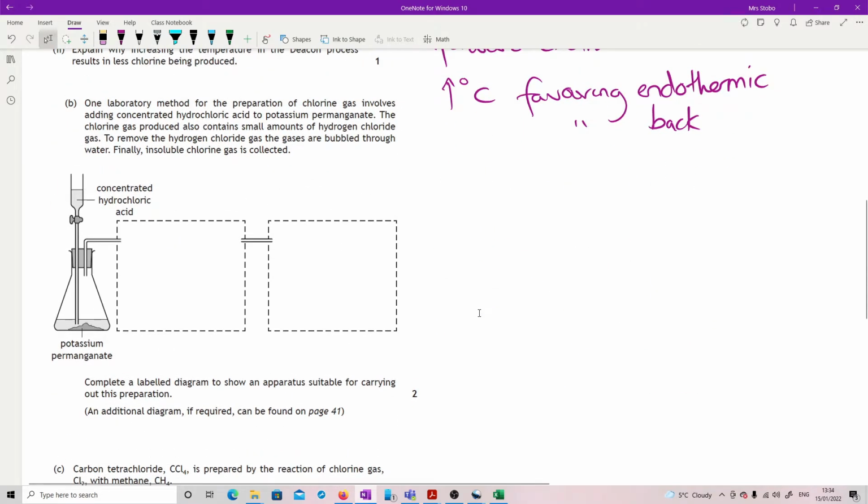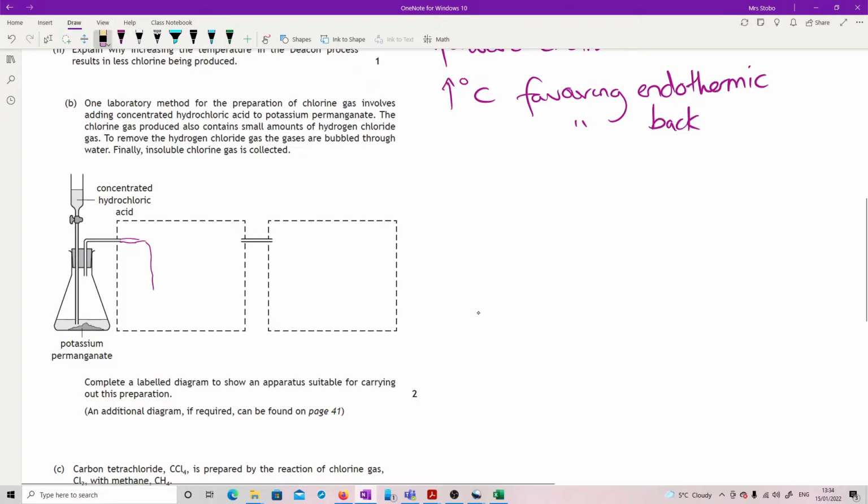Okay, B. One lab method for preparation of chlorine gas involves adding concentrated hydrochloric acid to potassium permanganate. The chlorine gas produced also contains small amounts of hydrogen chloride gas. To remove the hydrogen chloride gas, the gases are bubbled through water, and then finally insoluble chlorine gas is collected. Okay, so I'm expecting you to do this very carefully so you know that everything's connected and you're not trying to go through walls and things like that.